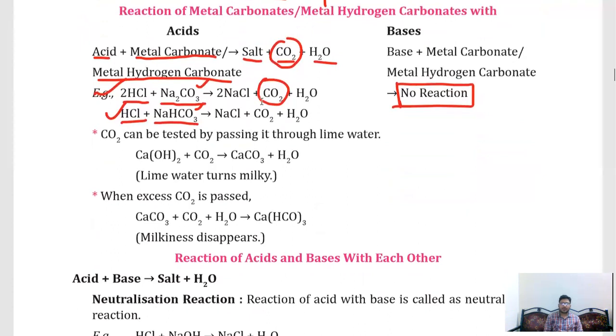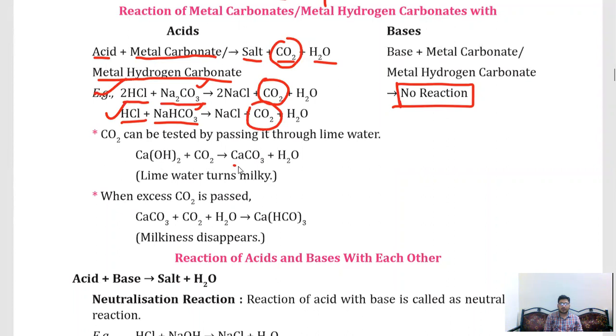We have seen the test for hydrogen gas. Now what is the test for carbon dioxide gas? Carbon dioxide gas can be tested by passing it through lime water. Lime water is transparent. The chemical formula of lime water is Ca(OH)2. So if you take lime water, Ca(OH)2, and pass carbon dioxide gas, CO2, you get CaCO3, calcium carbonate. It turns milky white, like limestone. Of course H2O is also produced.